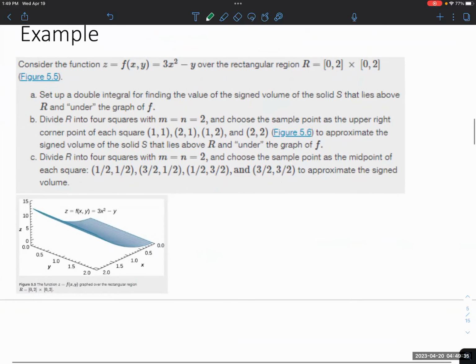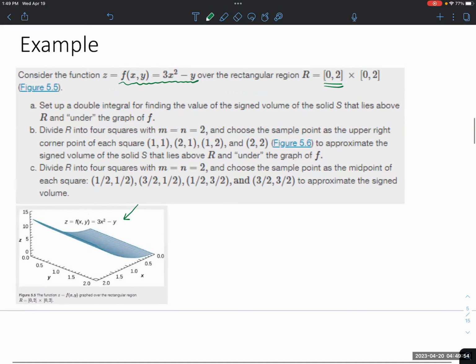So this is the example that I want to show you. So here we go. As you see, in this function we have two variables, x and y. And then this is the image. They are going to have the region from 0 to 2. So this is the x-axis interval, and then this is the y variable's interval of this region. So they want you to actually, at the end, find out the volume of that shape.